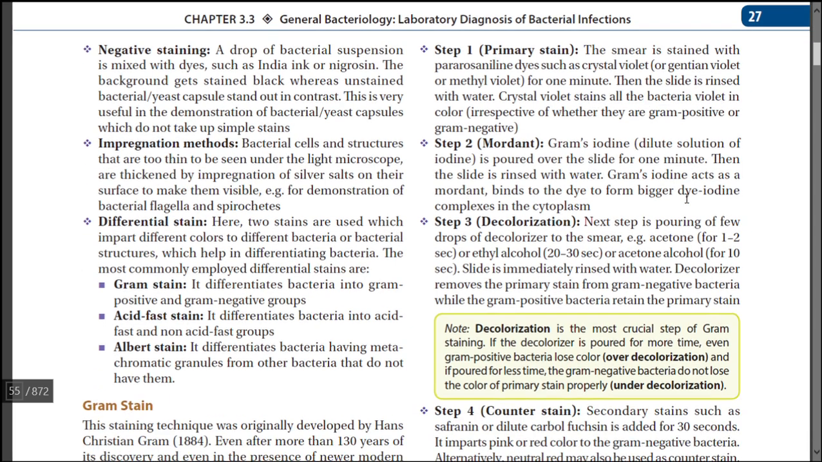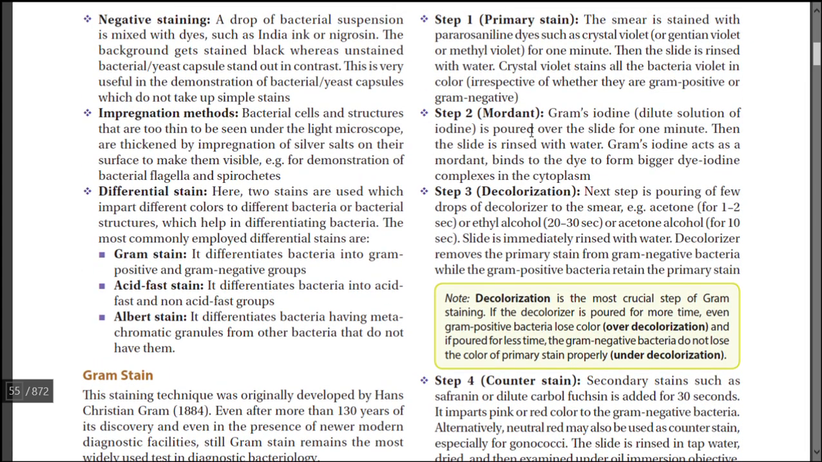Next step is mordant. Step 2, mordant. We will add Gram's iodine. Gram's iodine is nothing but a dilute solution of iodine, which is poured on the slide and left for 1 minute, and then it is also rinsed. The second time we are rinsing with water.